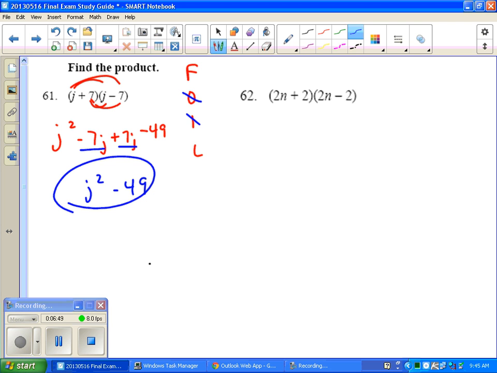Notice they both have 2n and they both have the number 2, but one says plus and one says minus. It's called a conjugate. 2n times 2n is 4n squared. You do 2 times 2 and then you add the exponents, n to the 1 plus 1. And the last terms, 2 times negative 2 is minus 4. Look how much faster that one was. 4n squared minus 4. When you notice it is a conjugate, you could save a bunch of time.